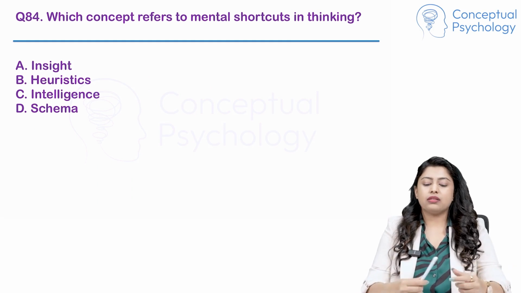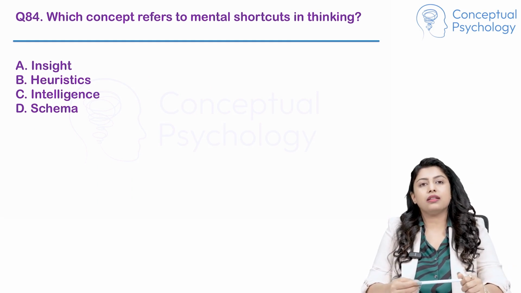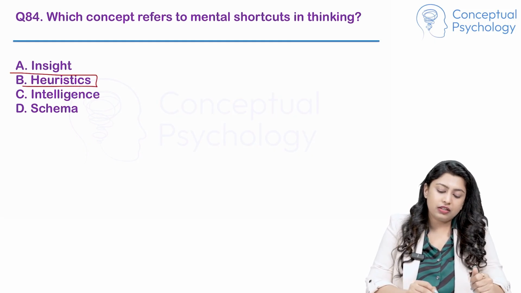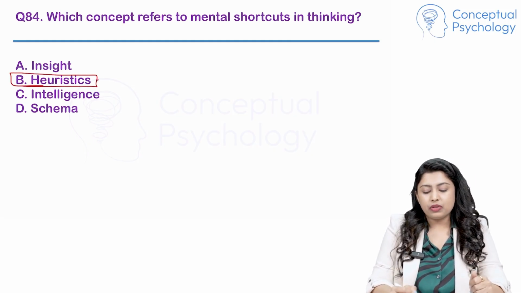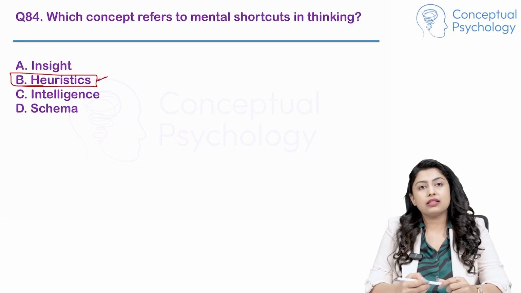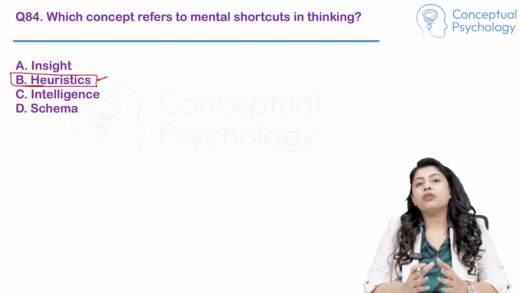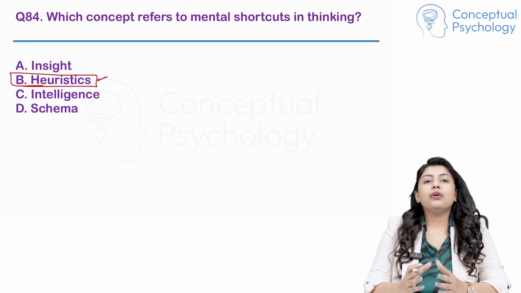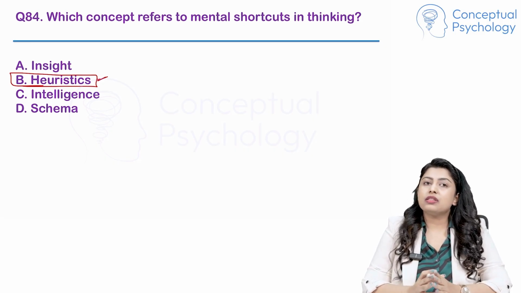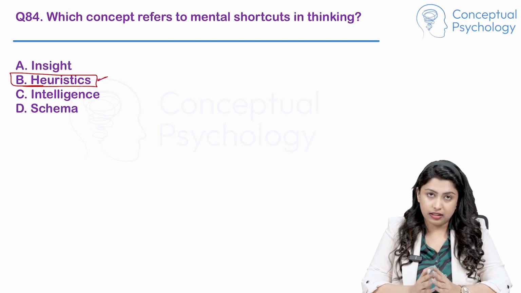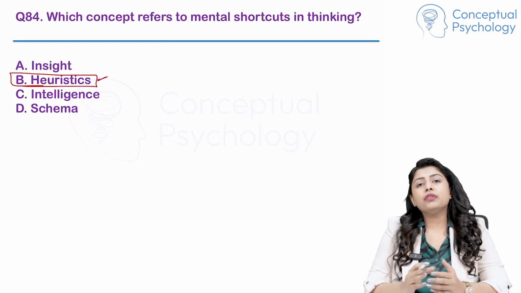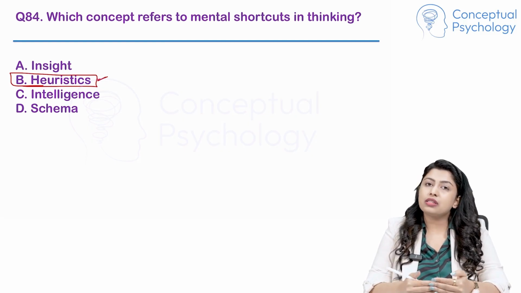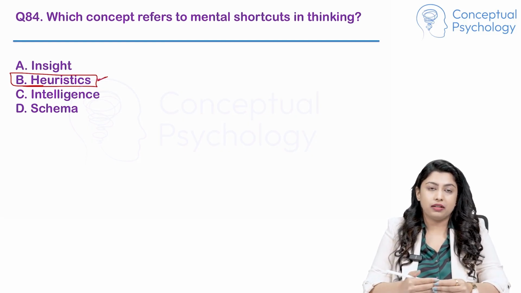Okay, so which concept refers to mental shortcuts in thinking? Insight, heuristics, intelligence, or schema? So the correct answer is heuristics. Heuristics are cognitive shortcuts or rules of thumb. This allows people to make quick decisions and solve problems efficiently. While useful for rapid decision making, heuristics can sometimes lead to systematic errors in our judgment.